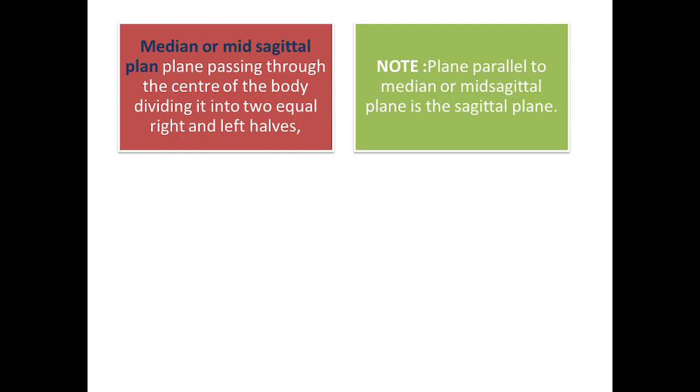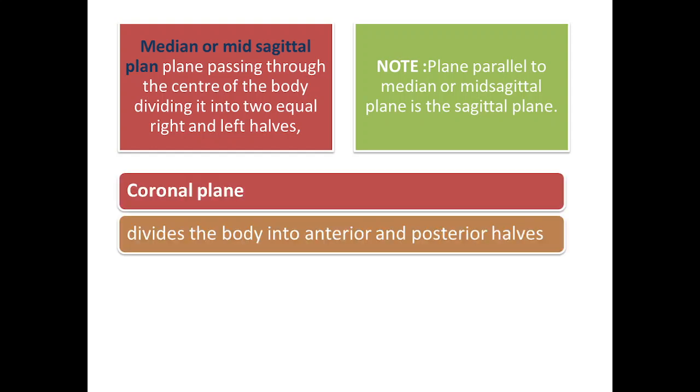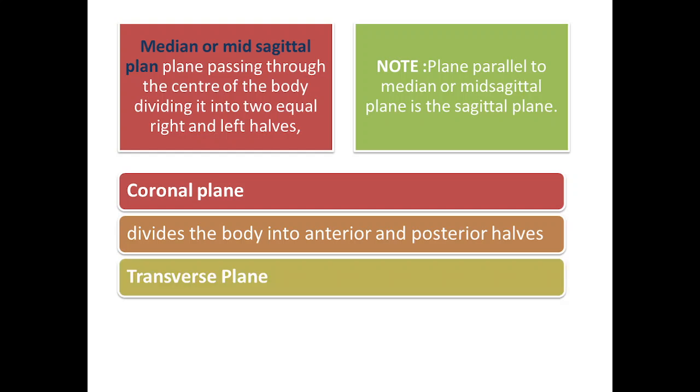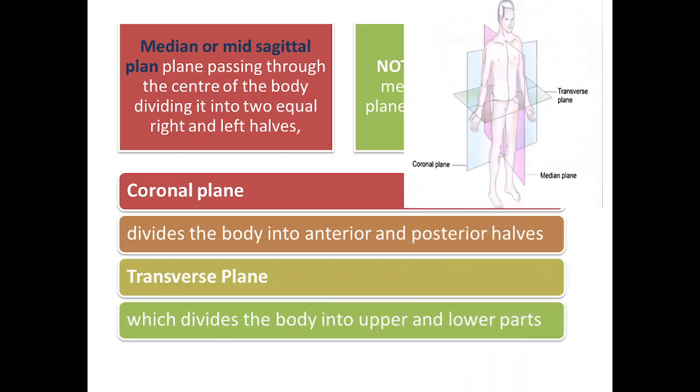Then we have planes which divide the body, and that is important for anatomical knowledge. The first one is the median or mid-sagittal plane, which passes through the center of the body and divides the body into right and left equal halves. Then a plane which divides the body into two parts but they are not equal is known as the sagittal plane. Then the coronal plane, which divides the body into anterior and posterior. The transverse plane divides the body into upper and lower halves.